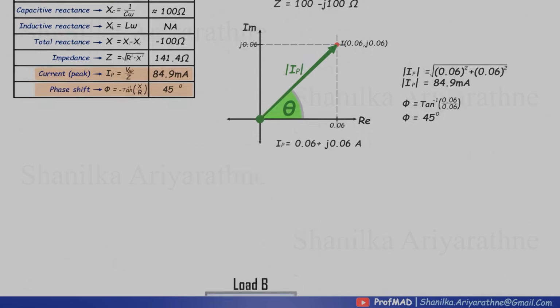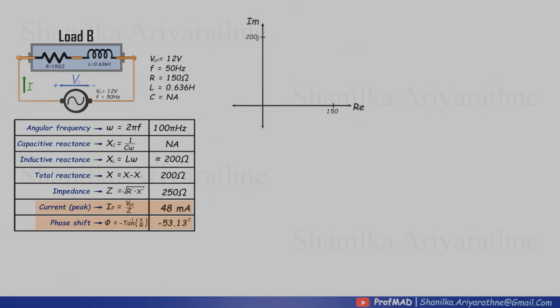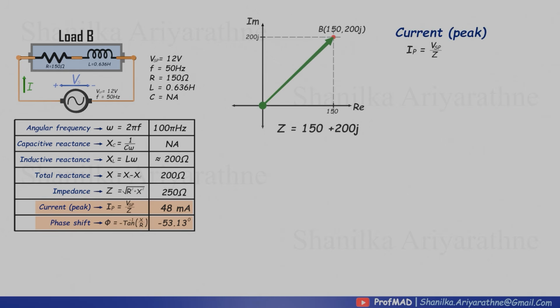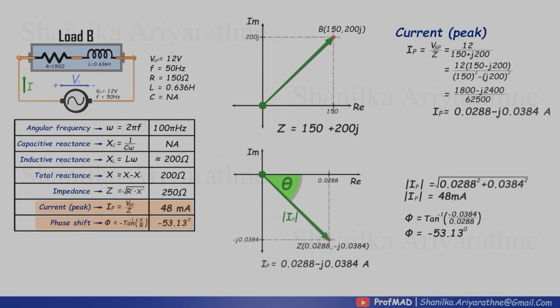Now let's move on to the second circuit. Here, the process is exactly the same. First, write the impedance in complex form. You can plot it on the complex plane if that helps you visualize it. Then, use Ohm's law in complex form to calculate the current. Once we have the complex current, we can easily find its magnitude and phase angle. So once the idea clicks, it's really not that hard.